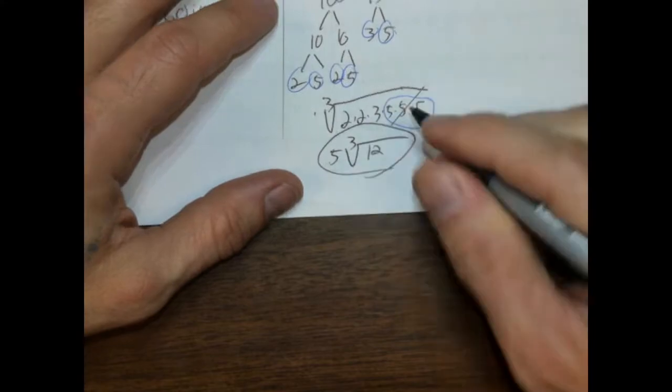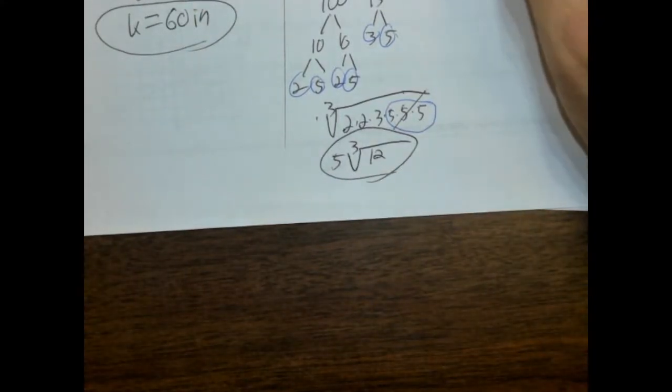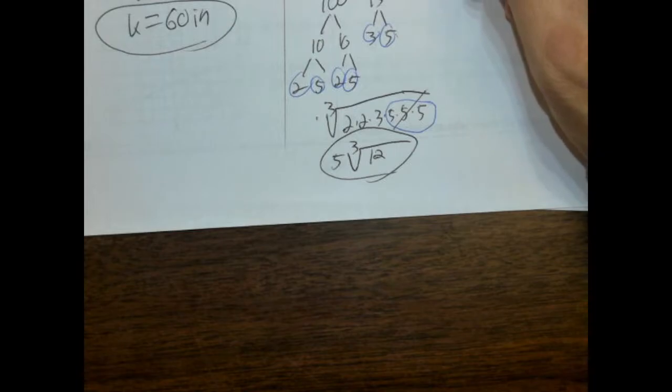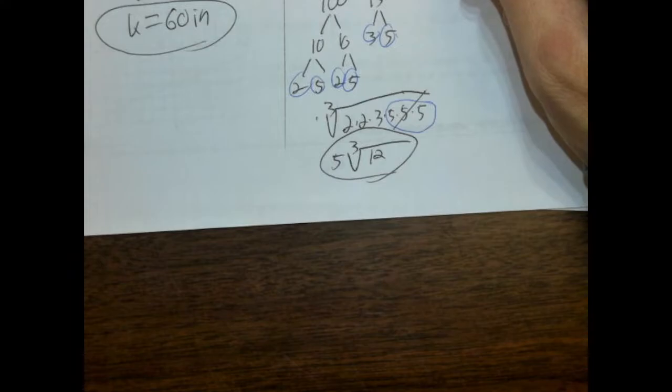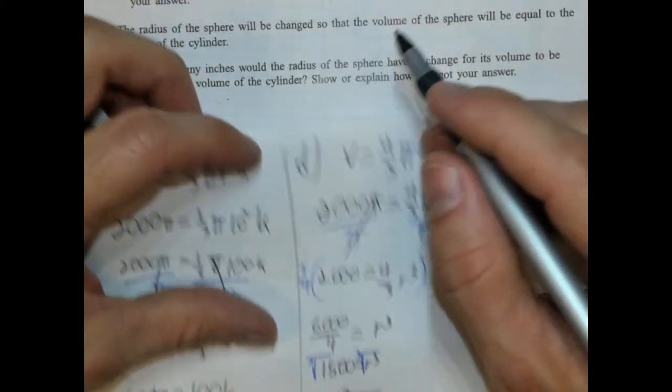So that is the value of r. That's what it would have to be. So we want to know how much it would change by. So what we're going to do is look at the original, which was 10.